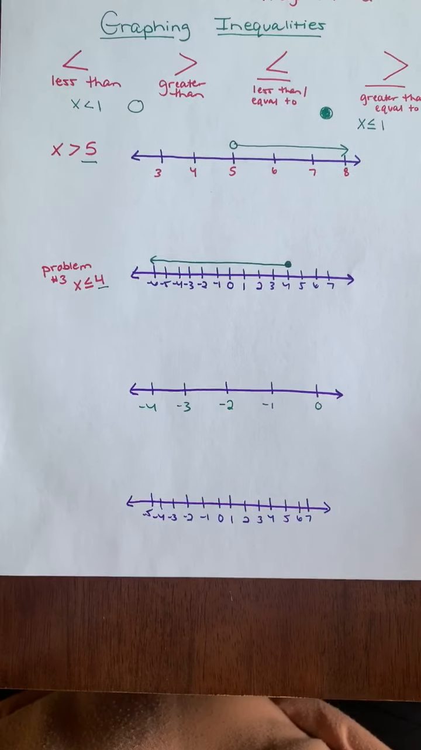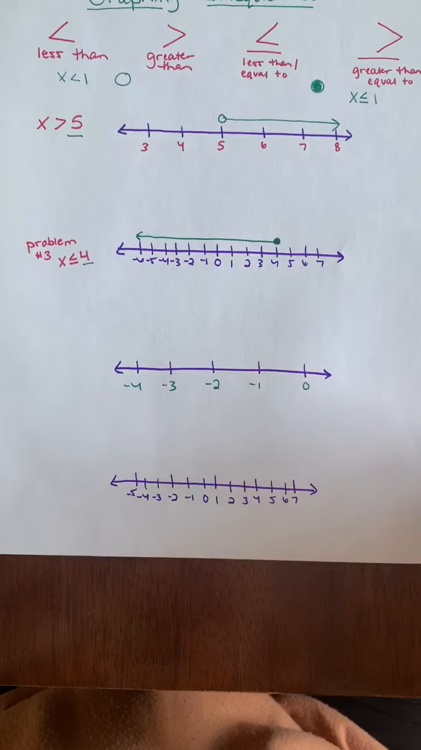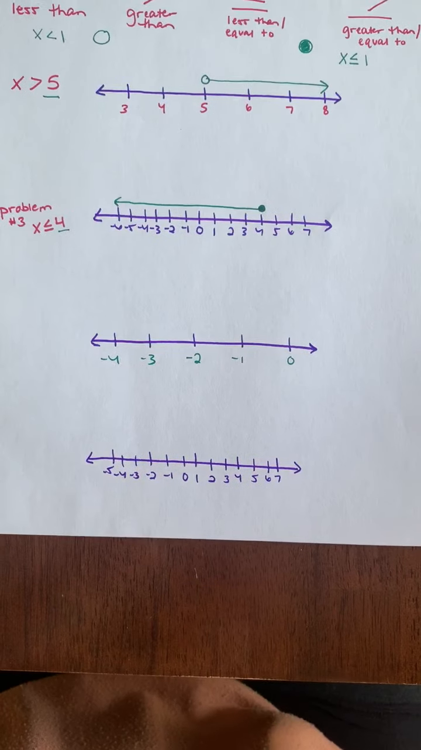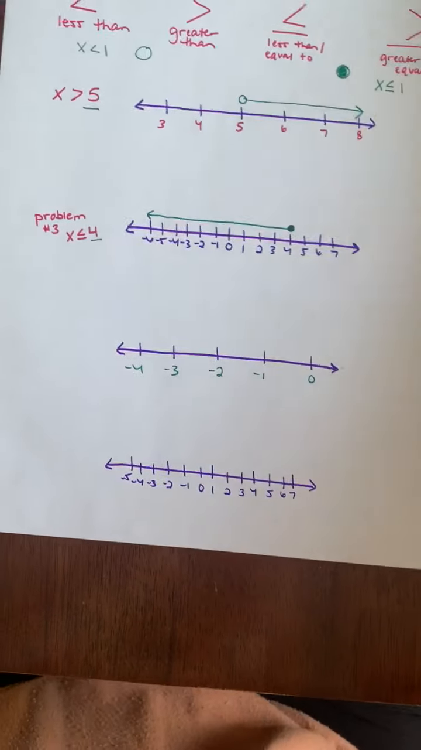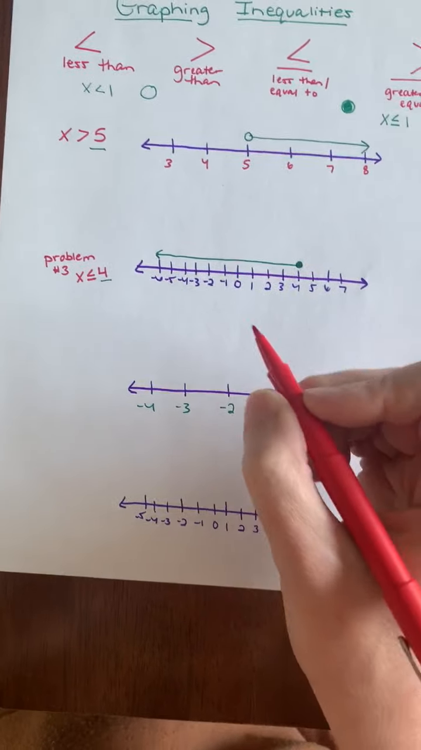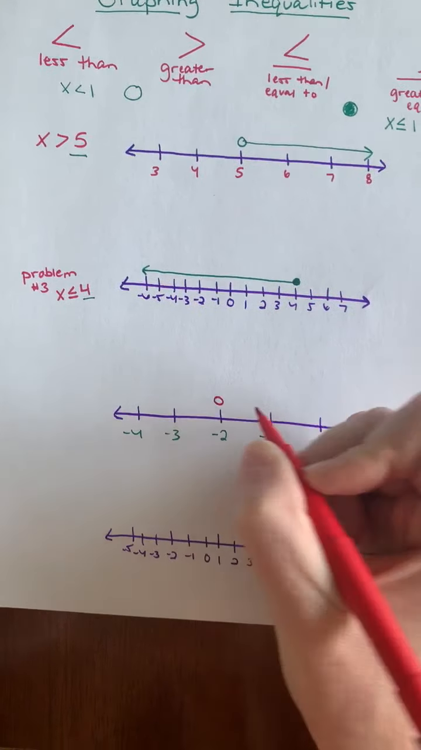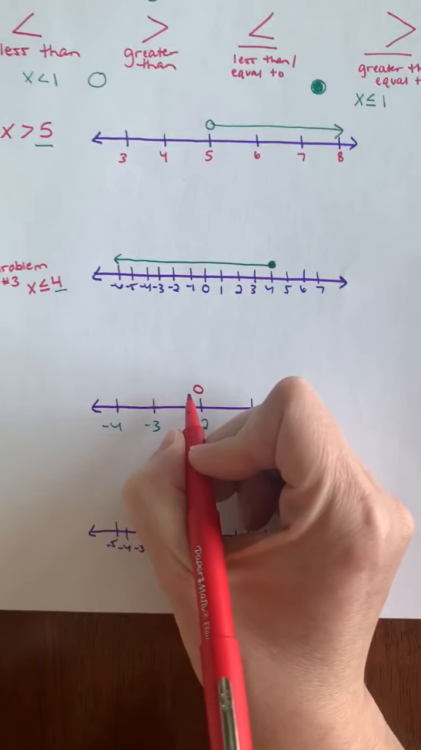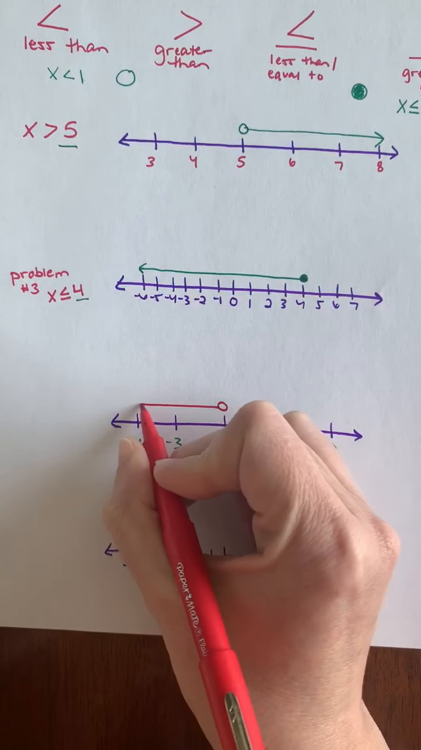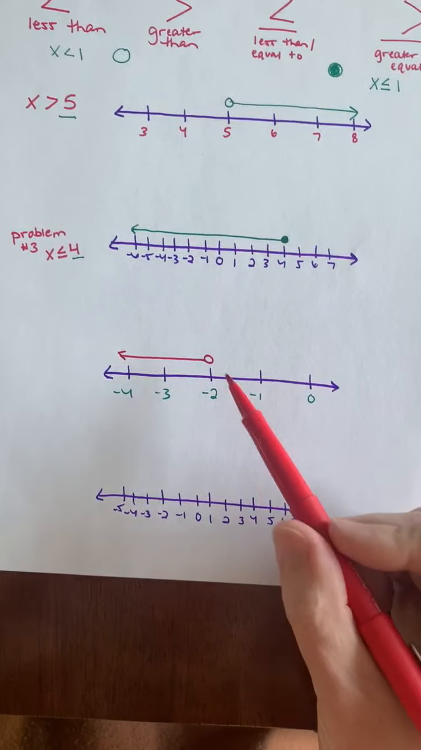Okay. The second part of the assignment asks you to write the inequality statement, okay? And so on this one, they have given us this number line, where we have at -2 a circle, and our line is going to the left. You can choose any variable.